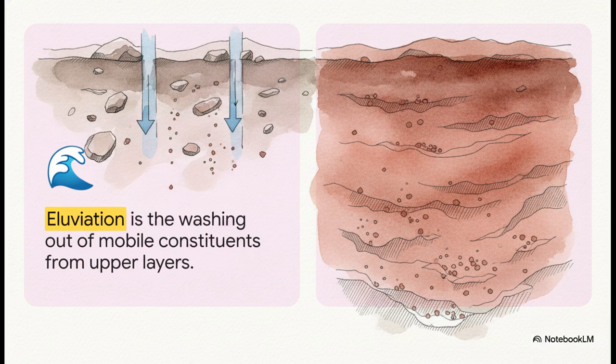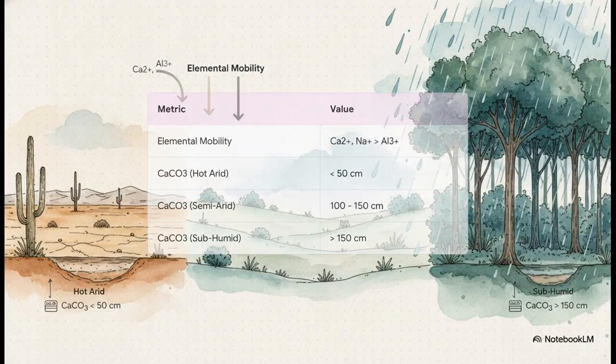That brings us to illuviation, with an I. This is the washing in or deposition of those exact same materials into the lower layers. This creates stabilized zones, typically called the illuvial B horizon. So simply put, eluviation strips the top layer and illuviation builds up the bottom layer. It is absolutely wild how perfectly this data maps the relationship between a region's rainfall and exactly how deep elements are leached into the ground.